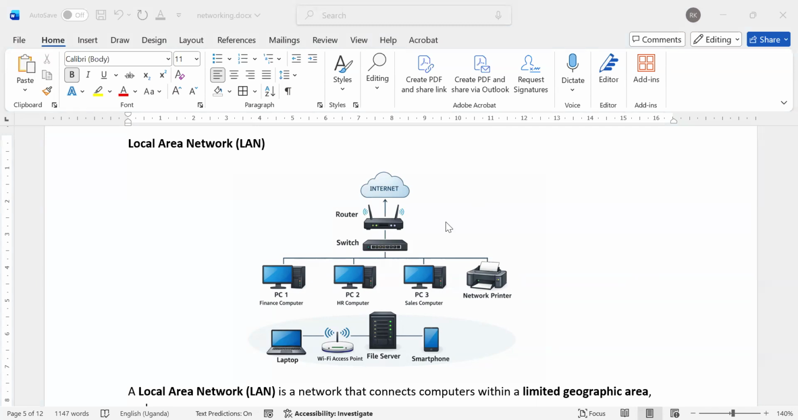Okay. Now, when you look at this diagram there, we have the internet. Internet comes down to the router, and from the router comes down to the switch, and from the switch, it separates to all organizational computers. We have the printer there, which is connected. We have laptops there. We have the server. We have wireless access.